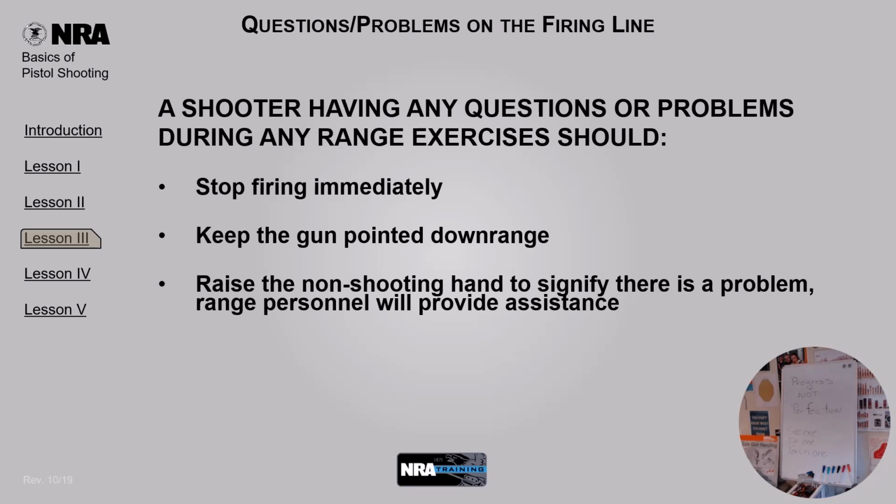All right, so shooting. A shooter having any questions or problems during any range exercise should stop firing immediately. Keep the gun pointed downrange. Raise the non-shooting hand to signify there's a problem. Range personnel will provide assistance. So like I said, if you're at a public range, there is generally range personnel. When you are at private clubs, there is not often safety officers on the line, but it just depends on what club you are at.